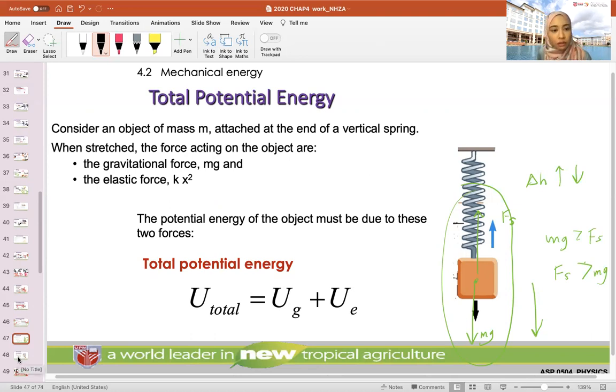So based on the conservation of energy, we know that energy cannot be created nor destroyed, right? So if I have a mass that is connected to a spring like this one, so when I am stretching this by F applied, bukan.